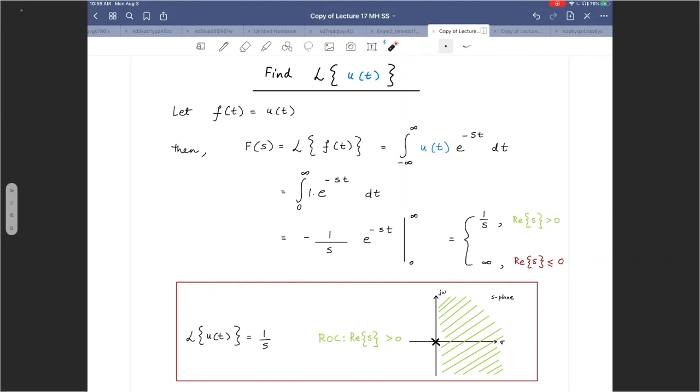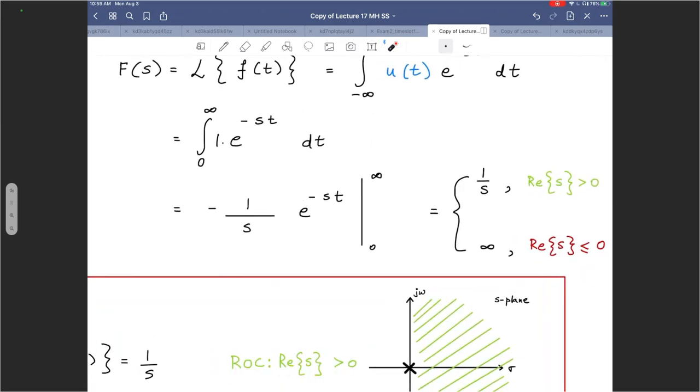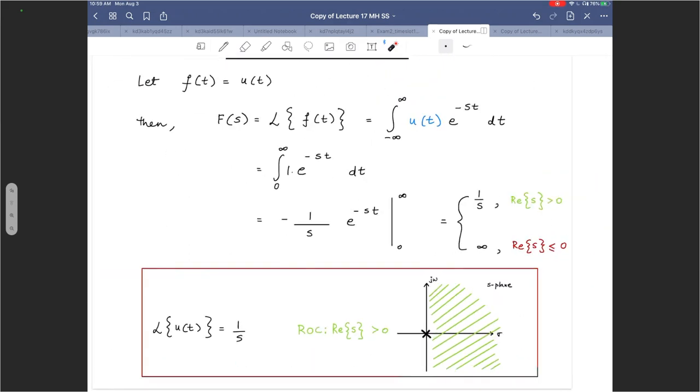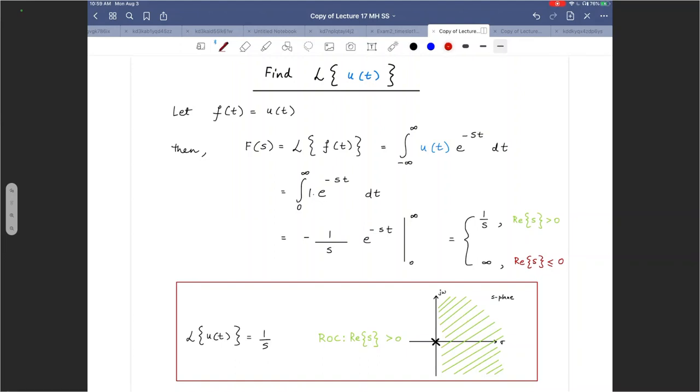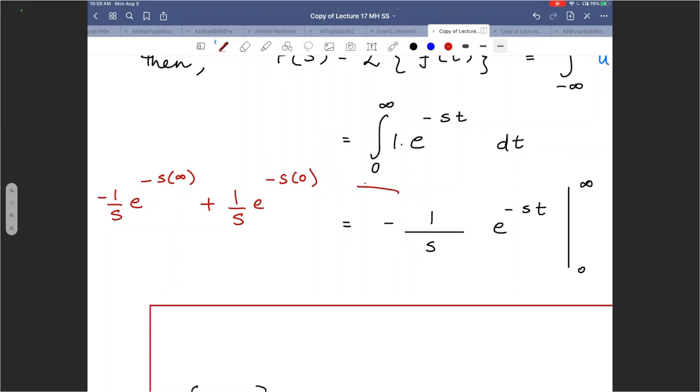All right. So let us try to take a look at that step. So what is that going to equal? I'm just plugging in the values there. Negative 1 over s e to the minus s infinity, right? Minus of minus plus 1 over s e to the minus s times 0, right? This is where I'm going from here to here.